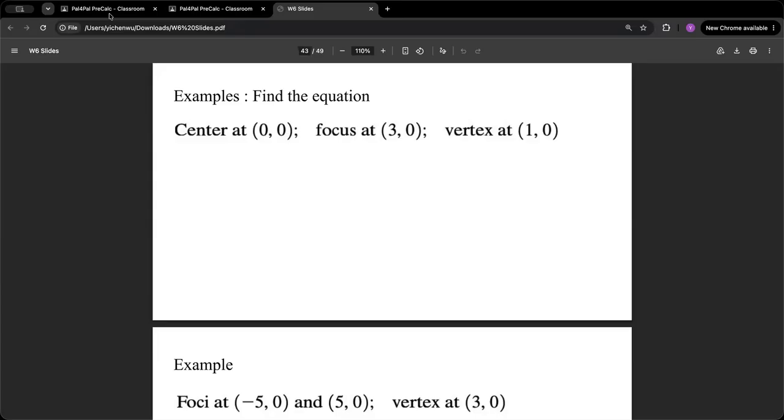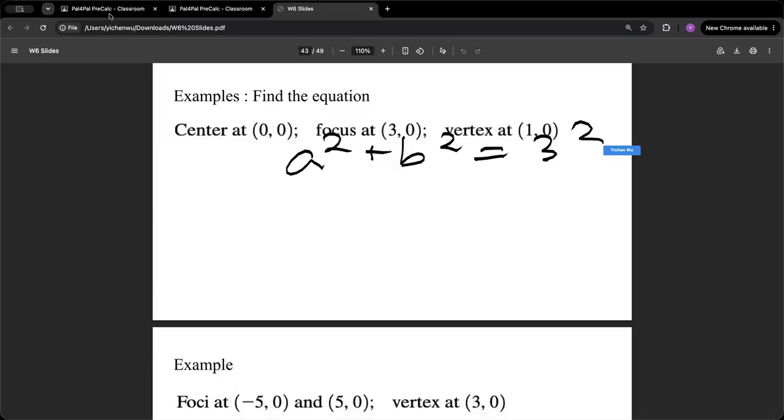And now I'll go over these. For the first question, the center is at 0, 0, so we don't have to worry about x minus h or y minus k. And then the focus is at 3, 0. This means that a squared plus b squared is going to be 3 squared.